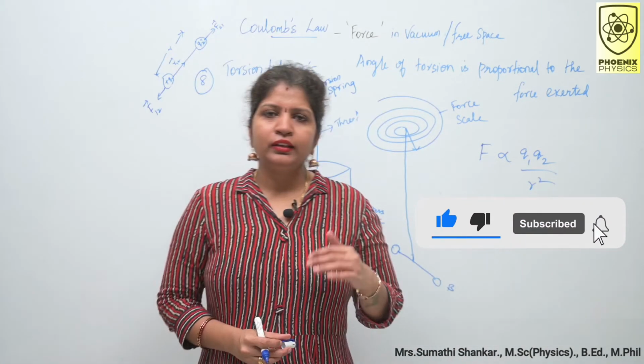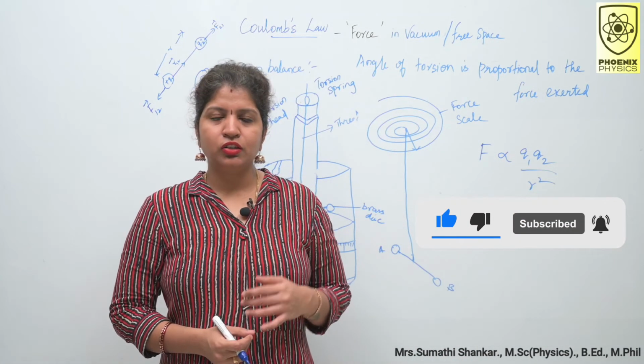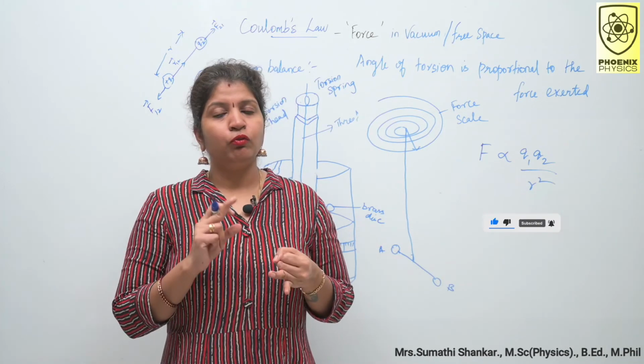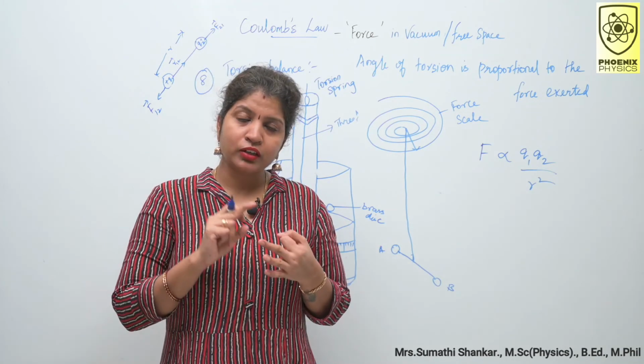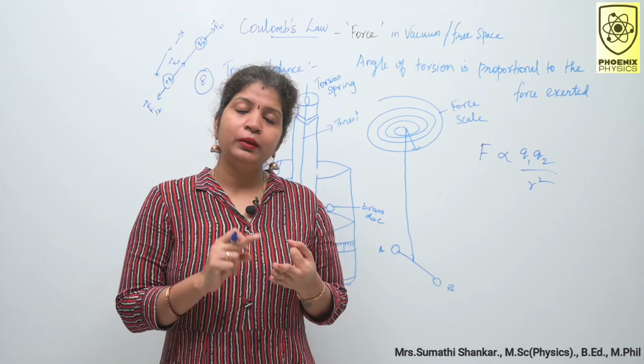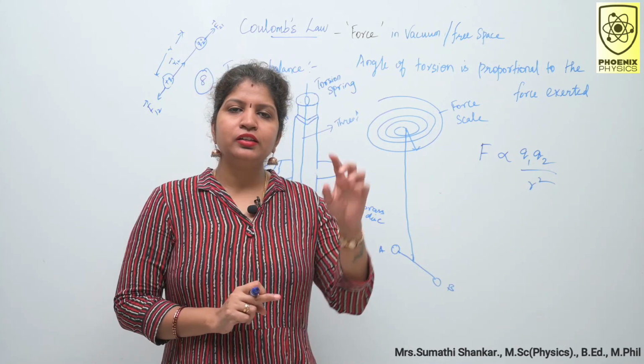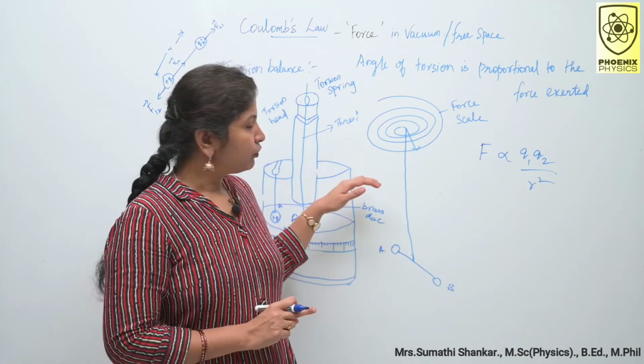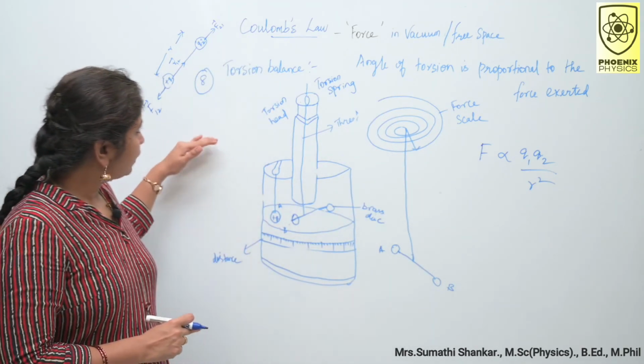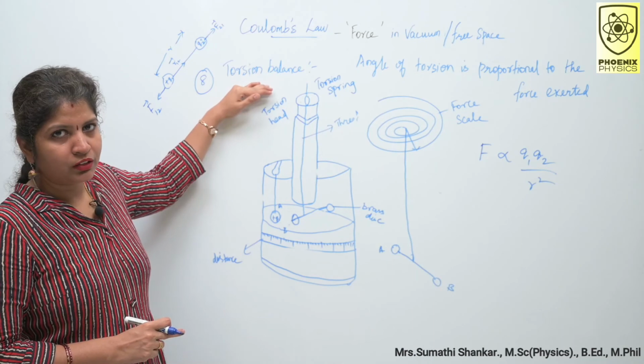distance between them. In this class, we have discussed Coulomb's law, then what is a point charge, then what is permittivity, how it depends on the medium, and we discussed 8 important points. And finally, we have discussed the torsion balance.